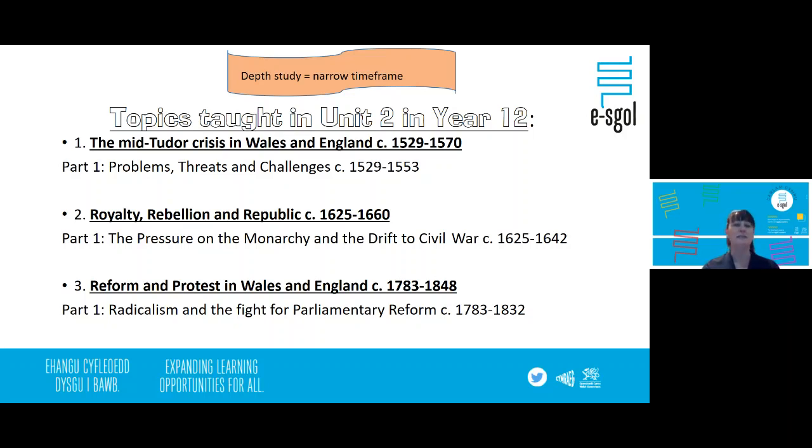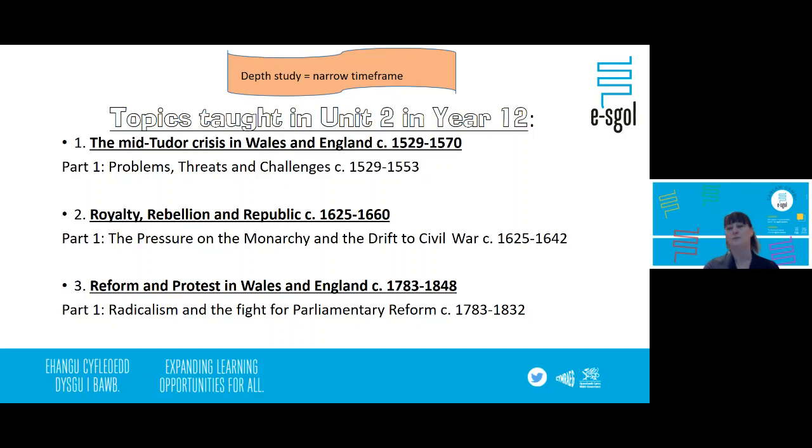Number 1 is the mid-Tudor crisis in Wales and England, 1529 to 1570. And the part 1, problems, threats and challenges, is what you would do in Year 12. So that's 1529 to 1553. So you can see that it takes roughly half of the overall topic title into that frame. So what happens is you will do the part 1, which is half of the time frame in Year 12, and then you will do part 2 in Year 13 when you do Unit 4 and complete that depth study time frame.